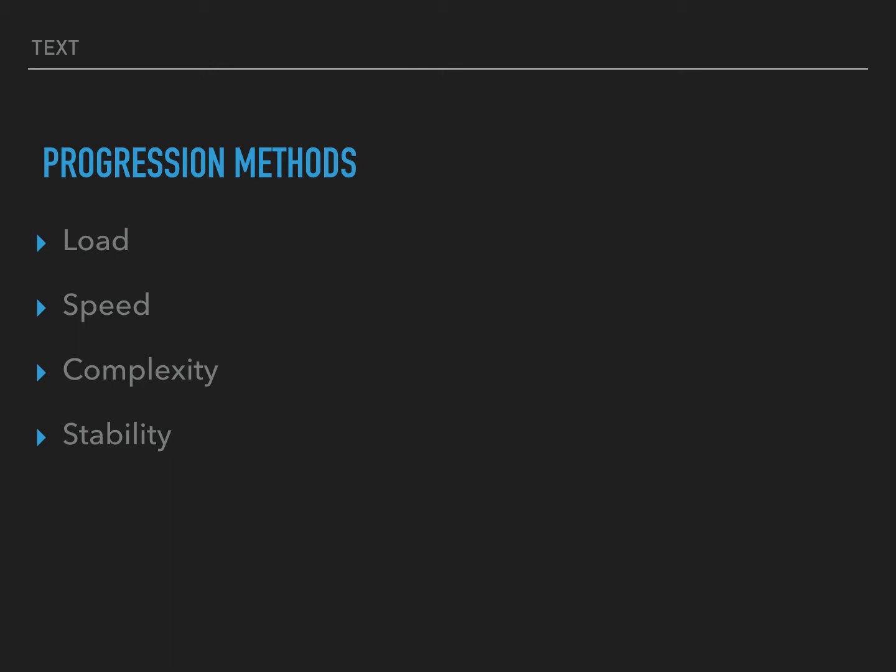So our first progression method is load, which is the resistance we're using, the weight that we are pressing, pulling, or squatting against. So how much weight is on the bar, the dumbbell, body weight exercises, resistance bands, whatever we're using there, any other way of adding some resistance to your workout or to the exercise.